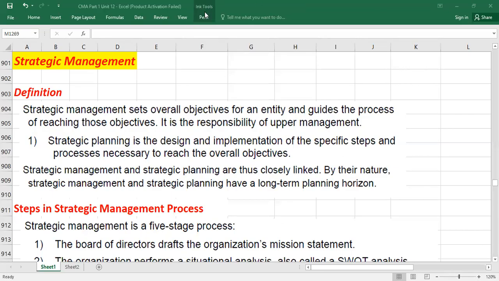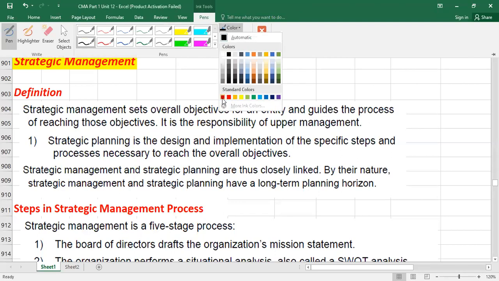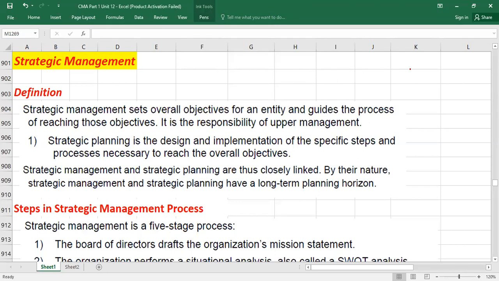Hello everyone. So we are going to discuss today strategic management, and this is our chapter unit number 12. Okay. So under unit number 12 we have four main topics.